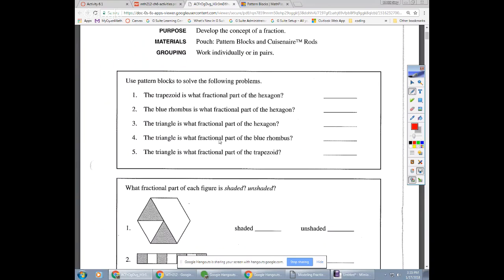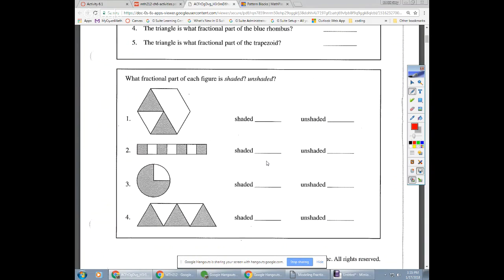How about the triangle? What fractional part of the trapezoid would it be? 1/3. It'd be a third. Yeah, beautiful. Nice pattern. All right. So on the next one, we're just going to compare shaded versus unshaded. So just make a note as to what you think the shaded part is versus the unshaded part.